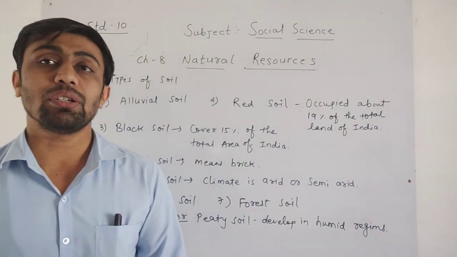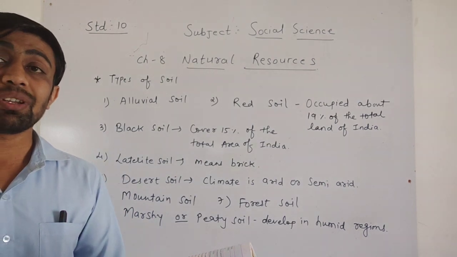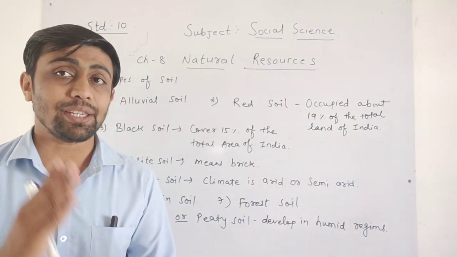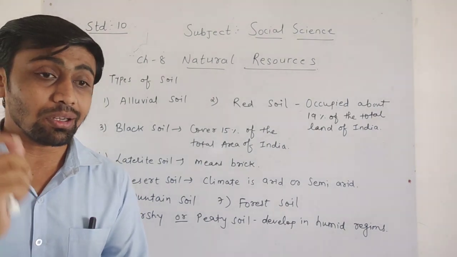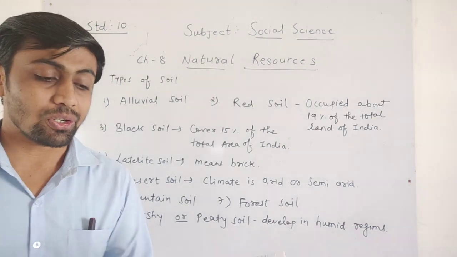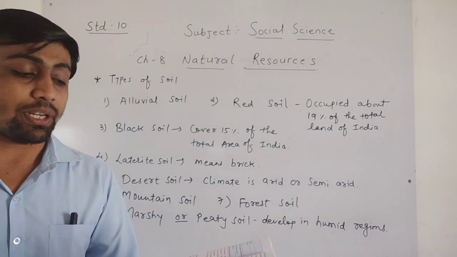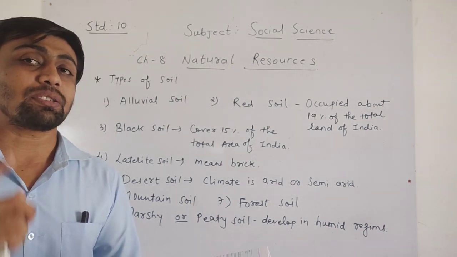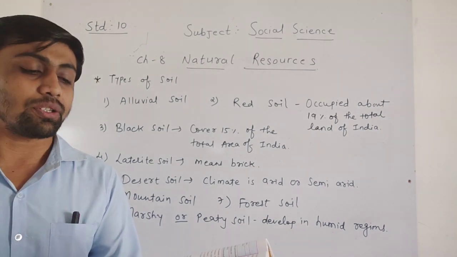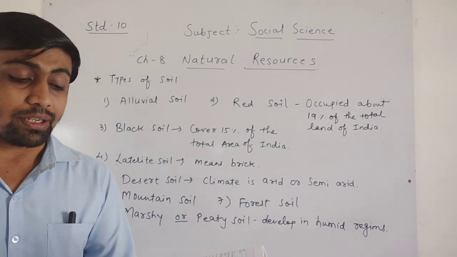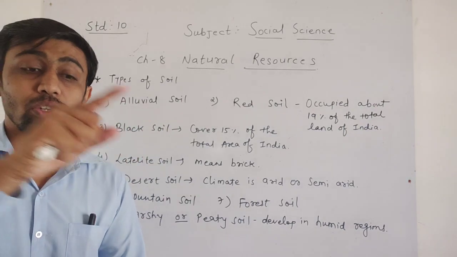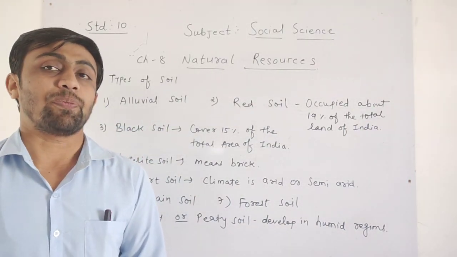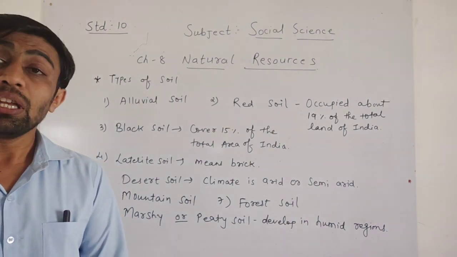Also, dear children, in the previous lecture we have learned about the types of soil, and you know very well that according to ICAR, the Indian Council of Agricultural Research, the soil of India is divided into 8 types. Out of the 8 types, in the previous lecture we have completed the first, alluvial soil. Alluvial soil is spread over about 43% of the total area of India. Up to this, dear children, we have completed.